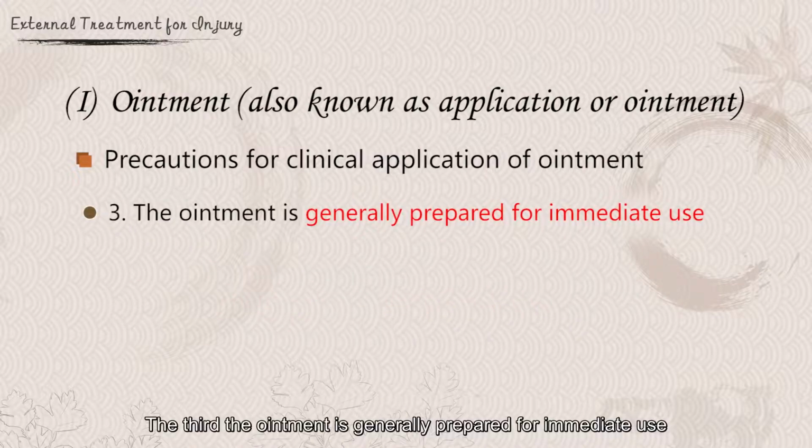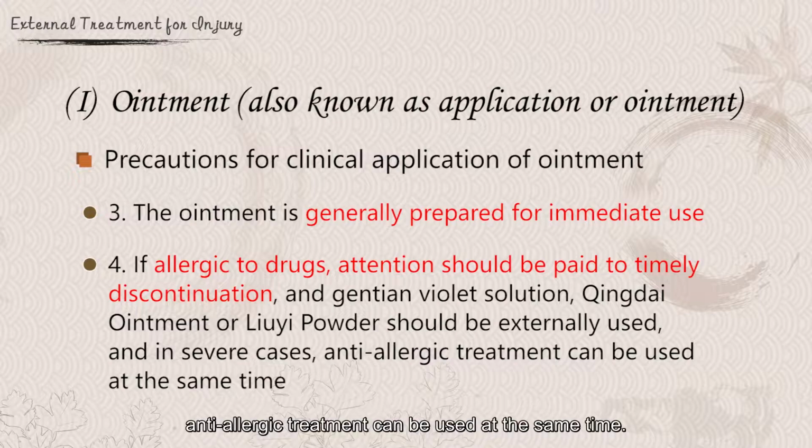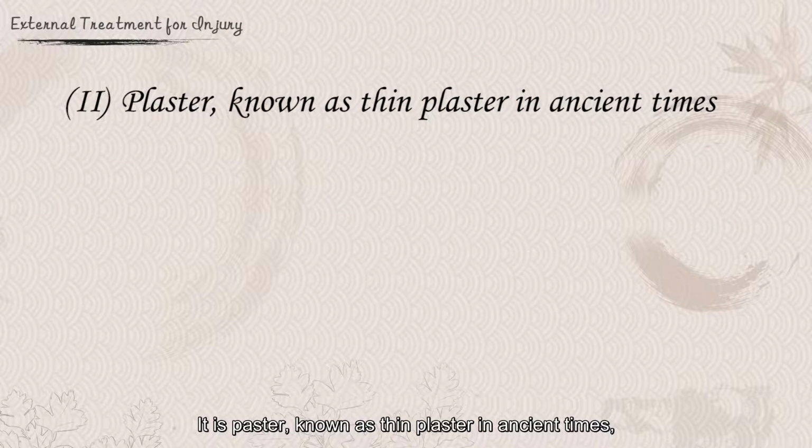The third, the ointment is generally prepared for immediate use. The fourth, if allergic to drugs, attention should be paid to timely discontinuation and gentle solution. 清代 ointment or 6E powder should be used externally, and in severe cases, anti-allergic treatments can be used at the same time. So we will introduce the second type. It's plaster. Known as thin plaster in ancient times, it's a unique dosage form in topical drugs in TCM.